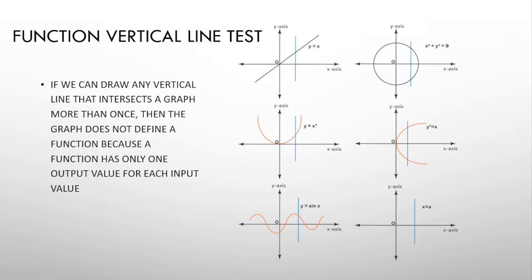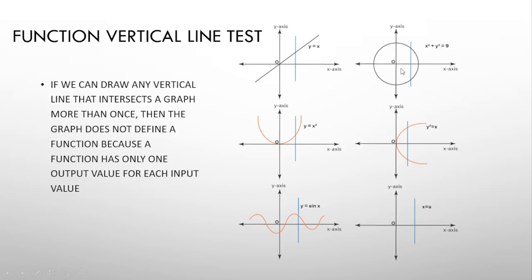Functions and the vertical line test. So let's now talk about how to visually test if something is a function. Here's a trick: draw a vertical line on the graph. If that line touches the graph more than once, it's not a function. Like here in the circle, draw a vertical line and it crosses twice. It's not a function.